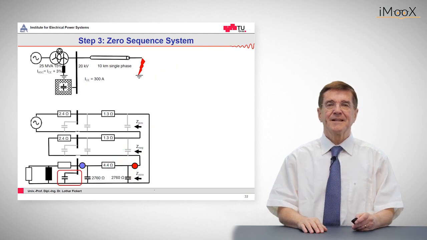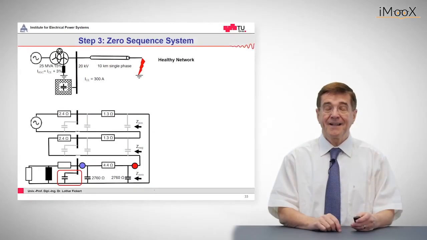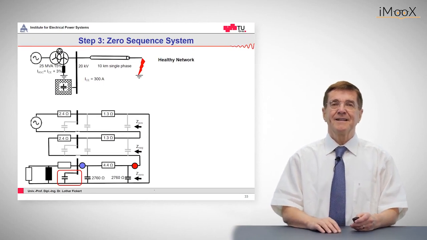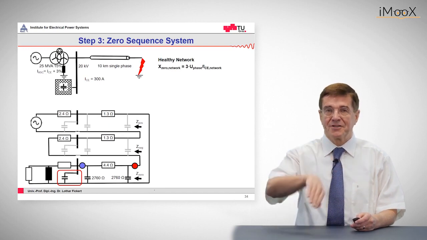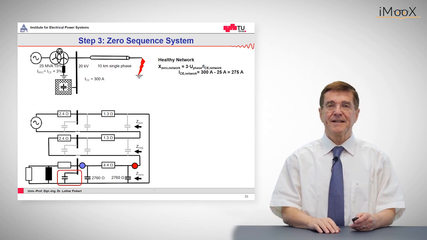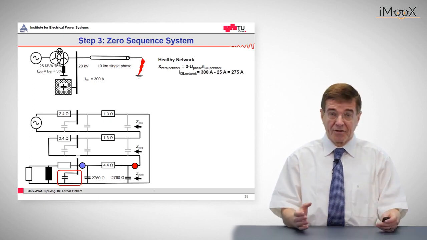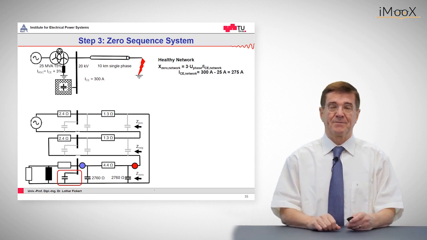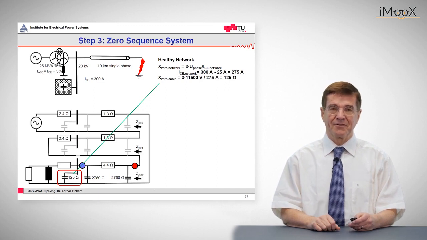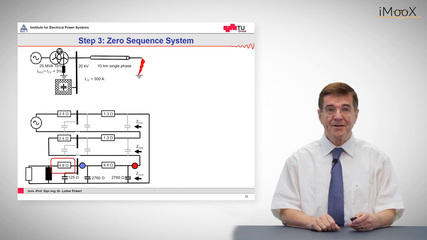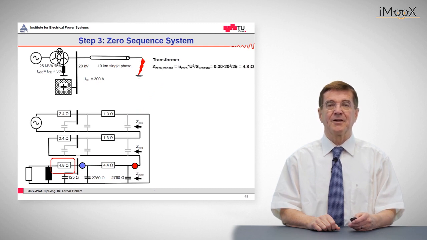So the next element is the healthy network, as we call it. The healthy network impedance is again a capacitive reactance, which is given by the well-known formula 3 times phase voltage divided by earth fault current, and in this case it is the difference of the total earth fault current minus the capacitive currents of the faulty cable. In this case it is 275 amps. And that finally leads us to a reactance of 125 ohms. So the remaining element now is the transformer. Again, we have this well-known formula, and it comes out as 4.8 ohms.